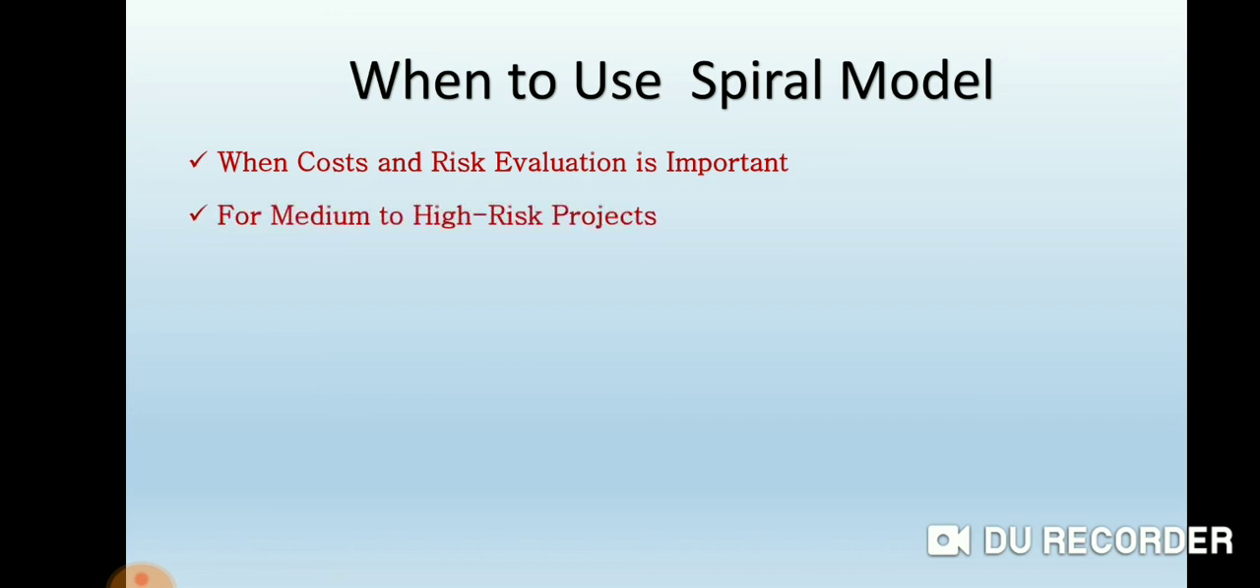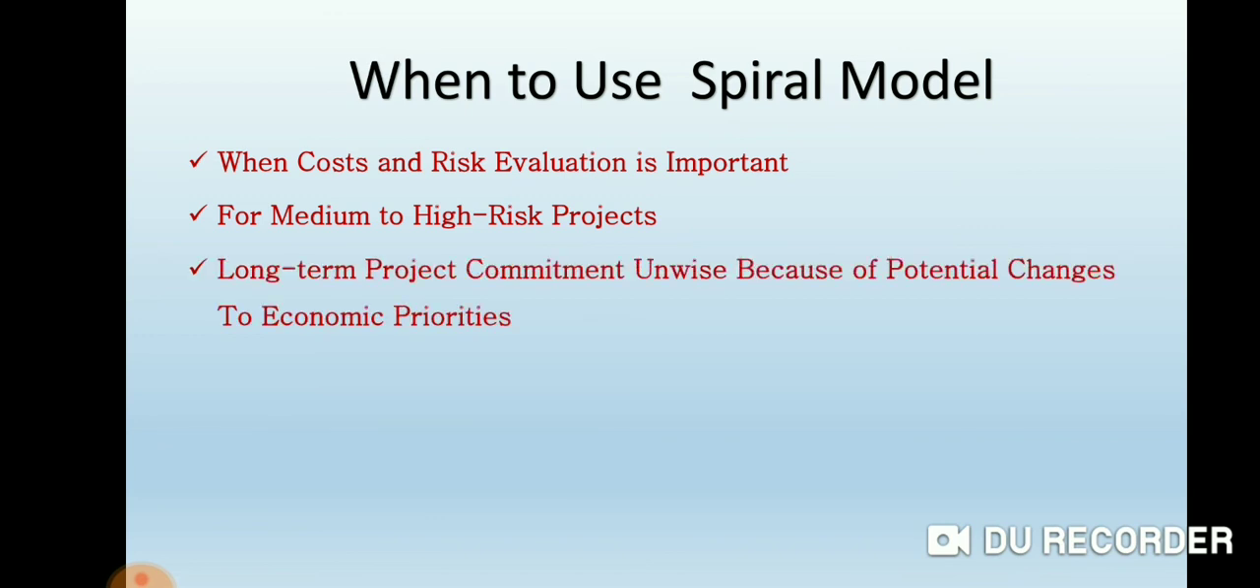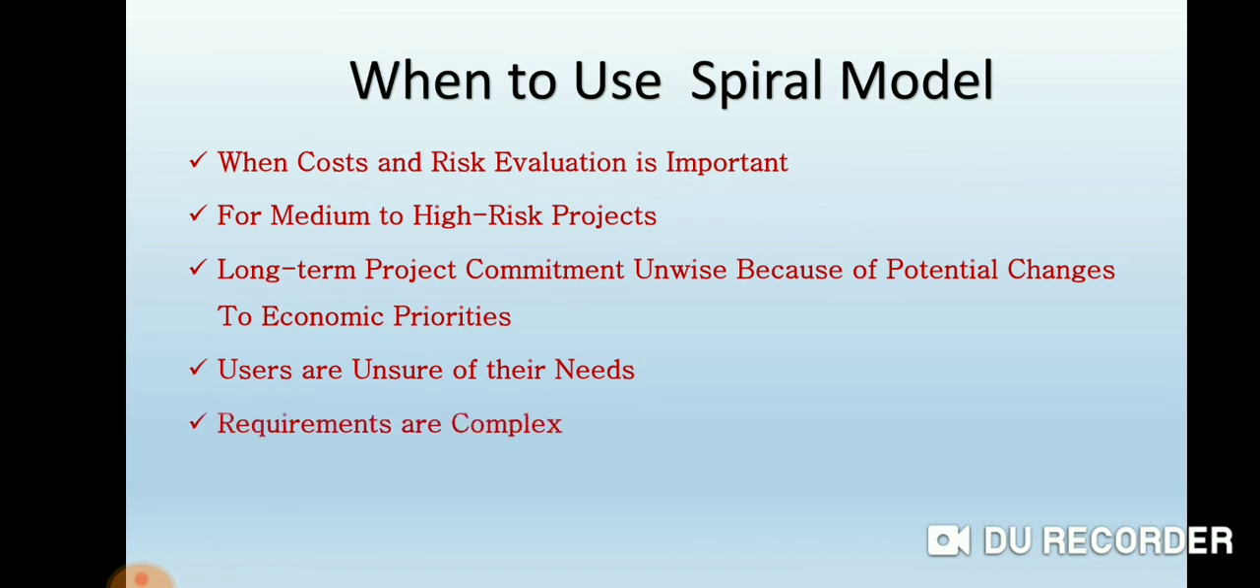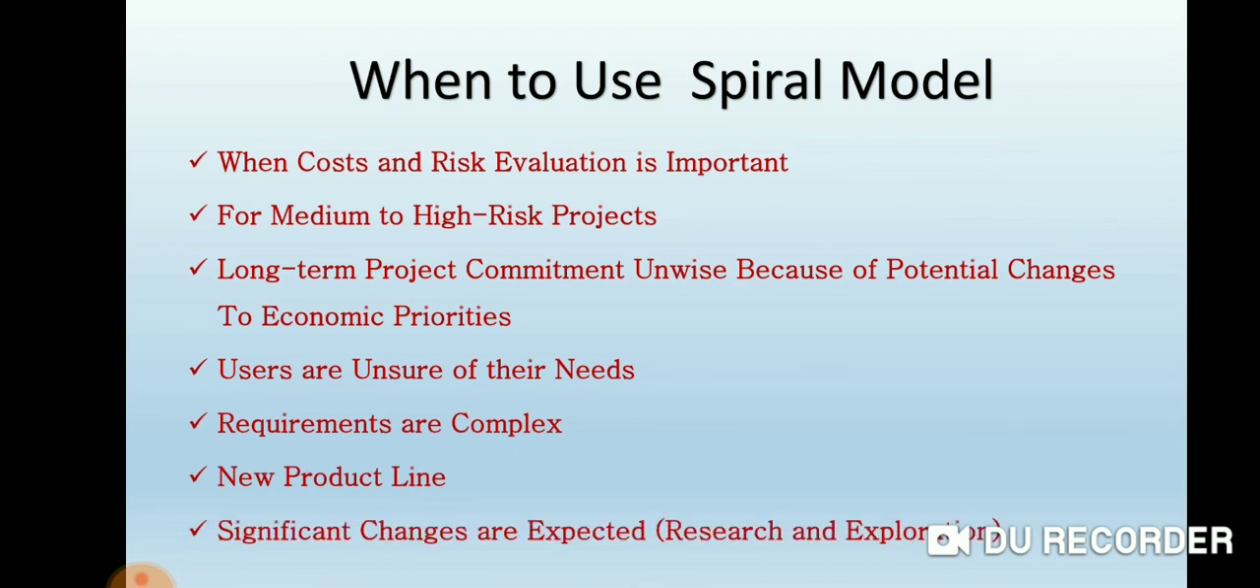When to use the spiral model? When cost and risk evaluation is important. For medium to high risk projects. Long-term project commitment is unwise because of potential changes to economic priorities. Users are unsure of their needs. Requirements are complex. New product line. Significant changes are expected, research and exploration.